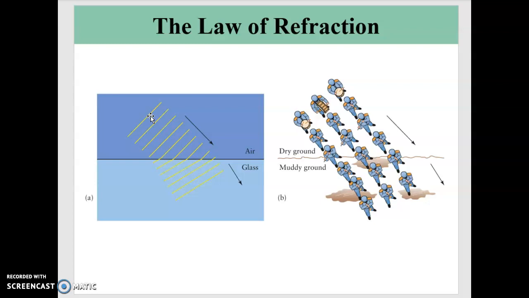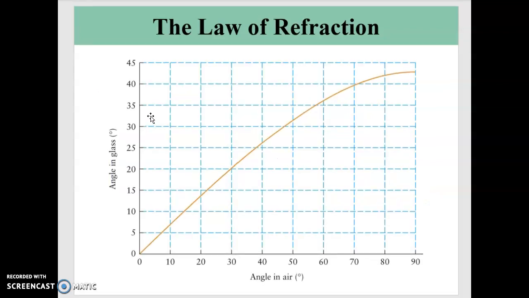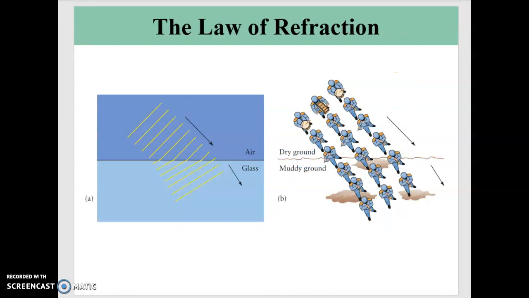So the total number of wave fronts that pass a given point per unit time has to stay the same. And if that is the case, then if the speed slows down, the waves have to shrink. The wavelength has to get smaller. And the only way for that to occur, preserving the same frequency, is for them to bend. Okay? And that's why the bending occurs.